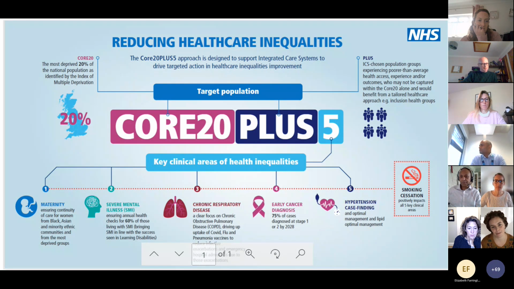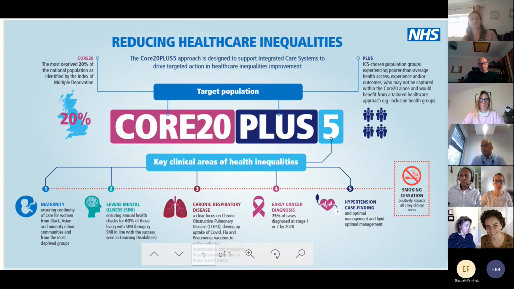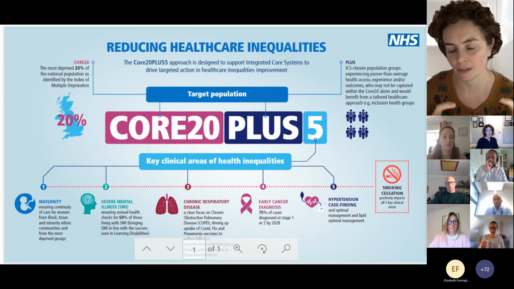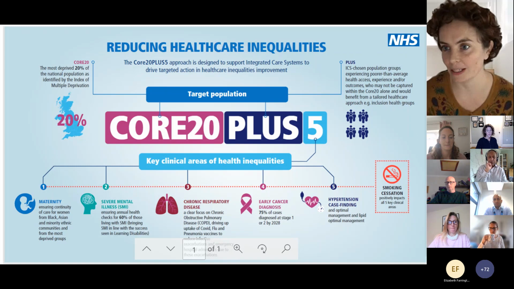Great, thank you. So I'm sure a lot of you are familiar with this infographic now, and if you're not, I guess we haven't done our jobs very well. But this is the Core 20+5 programme, and so I'll just briefly talk you through the cohorts of populations that we're looking at, and also the areas of health inequalities that we're trying to improve. So the populations we're looking at are Core 20 and plus.